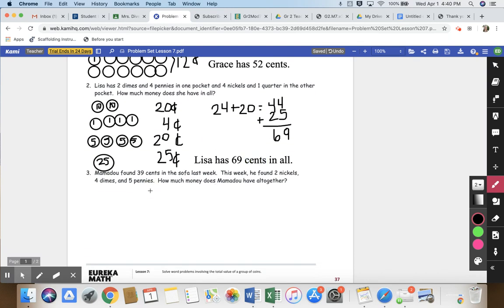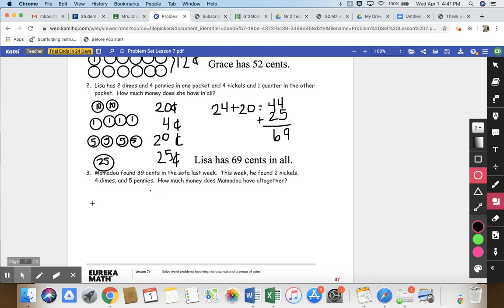Okay, so the last problem here on the first page says, Mamadou found 39 cents in the sofa last week. This week he found 2 nickels, 4 dimes, and 59 pennies. How much money does Mamadou have altogether? So it already gives us this first amount that he found last week, so I'm going to go ahead and just model out the change that he found this week.